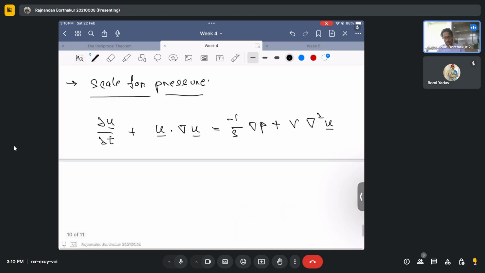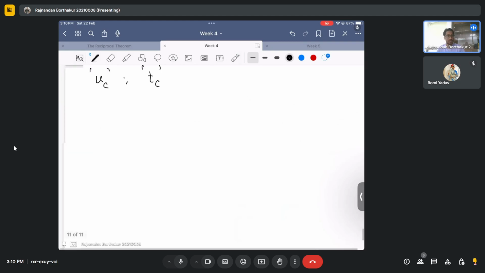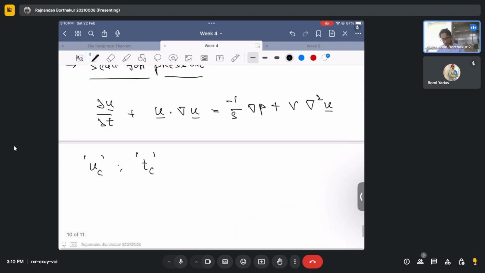All right. Now, having said that, we derived characteristic scales for velocity, which was UC. This was basically how the velocity scales. We derived the characteristic scale for time, which was TC. That is also something that we saw. And also we derived the characteristic length scale of our problem LC, which happens to be the channel length that we saw in the previous week. So these three scales are something that we already derived. So I'll assume that we already know.